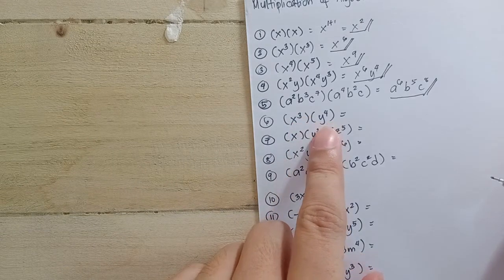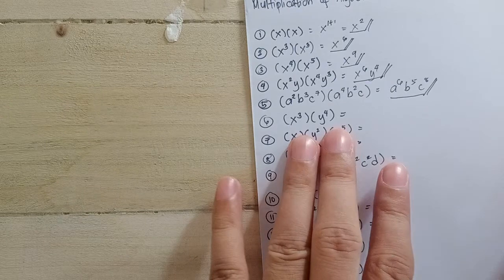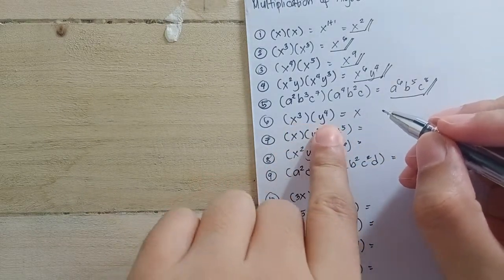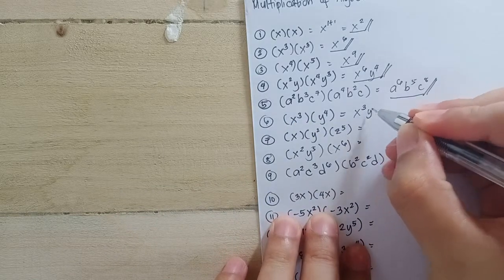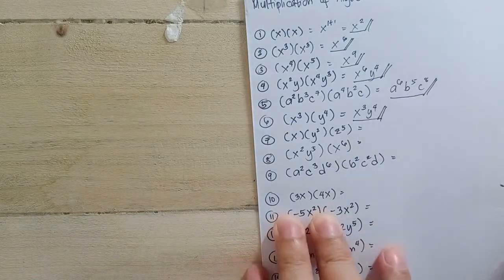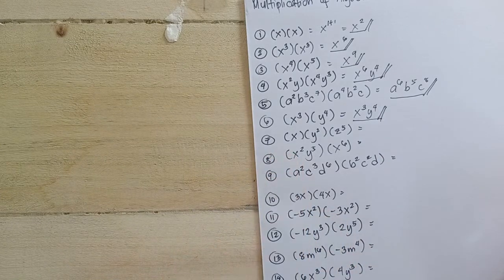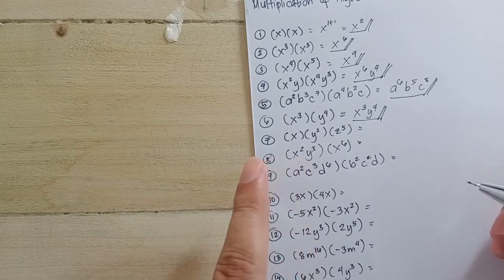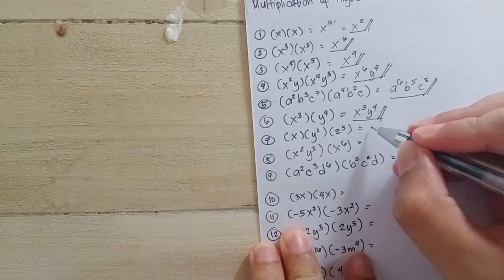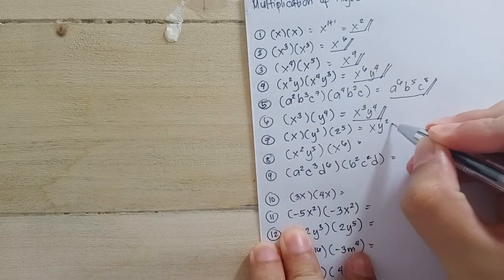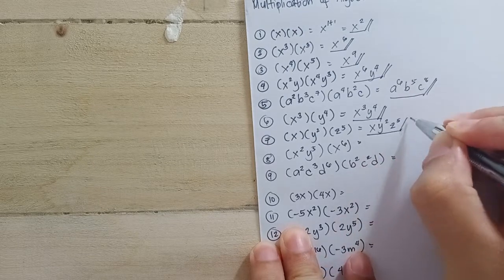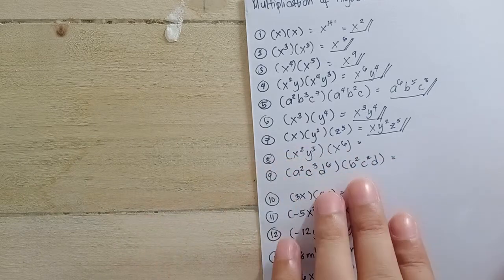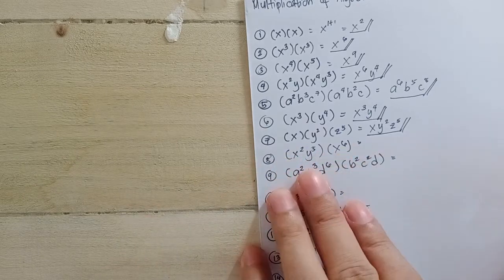Next, paano kung wala magkaparehas? X raised to 3 times y raised to 4. So ang gagawin mo, you'll just copy, since di mo naman pwedeng i-add yung exponent ng x at saka exponent ng y. Ganyan lang. Next number, same with number 7. Titignan mo yung mga minumultiply mo, wala namang magkaparehas na variable. So therefore, you'll just copy. Now, I suggest kapag multiple yung variables mo, is naka-arrange siya alphabetically.